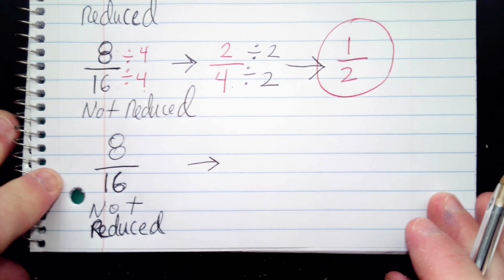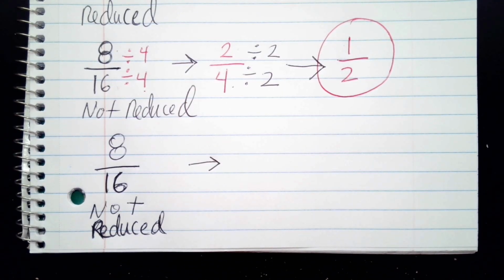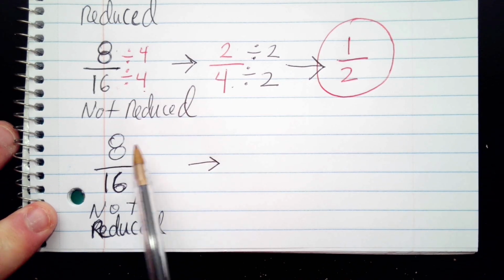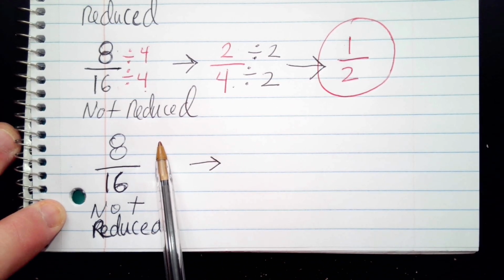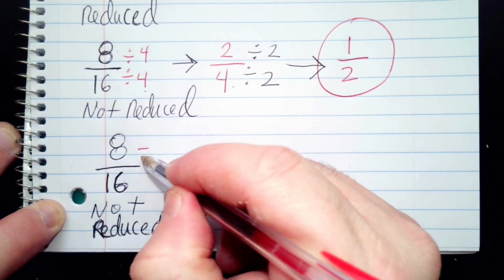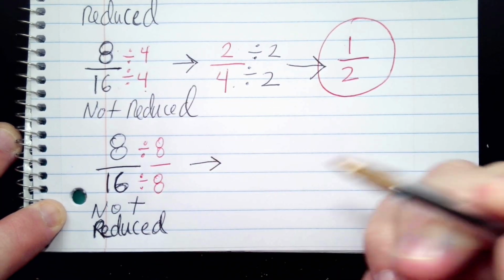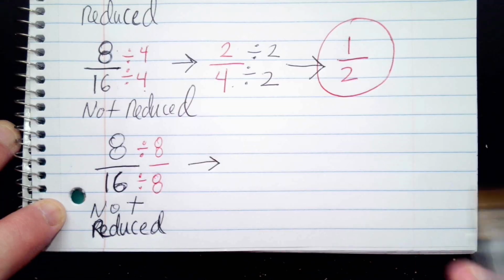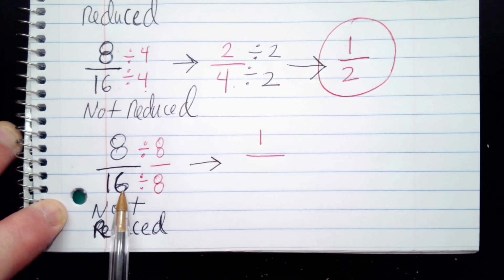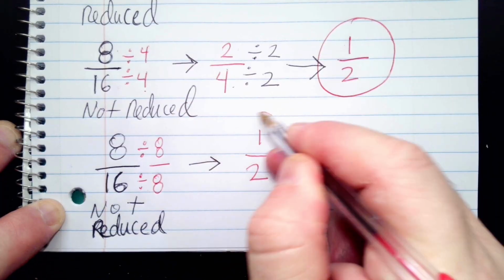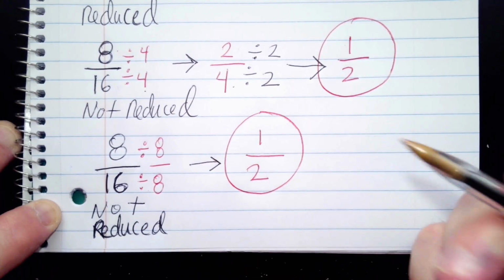And finally, 8 over 16. Now I'm going to pretend, hey, I have a more advanced understanding of the multiplication tables, multiplying and dividing. So I know, hey, 8 would be divided into 8 evenly. And I know there's a number times 8 that gives me 16. So I'm going to divide 8 into the top and the bottom of this fraction. 8 divided by 8 is 1. 16 divided by 8 is 2. I have the reduced fraction of 1/2.